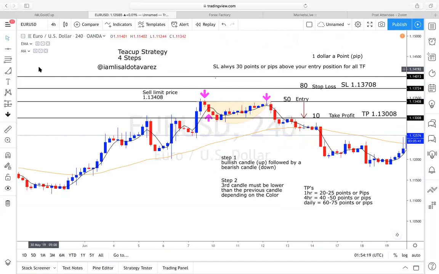So step number 3 is basically placing this horizontal line. Come here, click on the horizontal line, drag it, place it on top of the body of the bullish and bearish candlestick. That is step number 3. And then step number 4 is your selling price, which would be whatever price, once you put this horizontal line on top of the bullish and bearish candlestick, that price is your selling price that is attached to it.